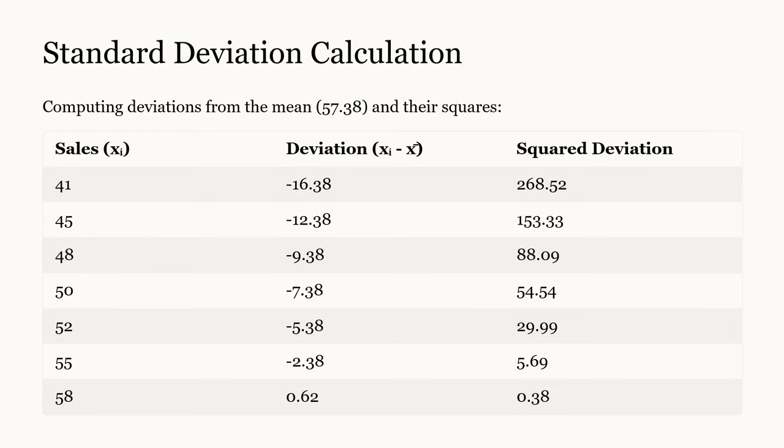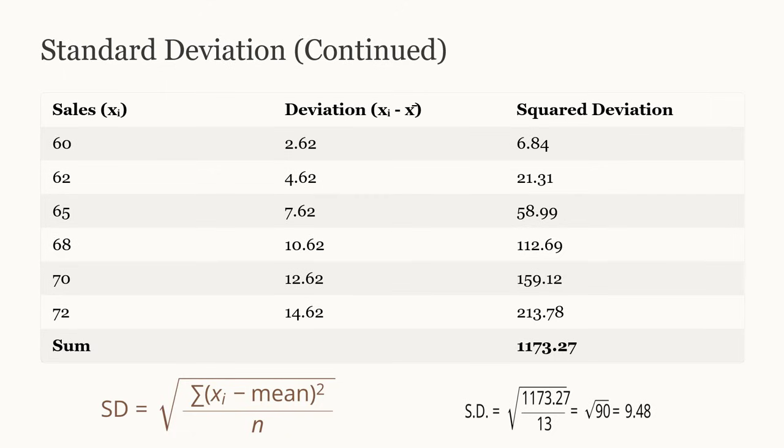We will be calculating the squared value for each of the values given in the data set. Once we obtain the squared value for each mean deviation value, we have to add them to get the sum of squared values, and the total comes to 1173.27.